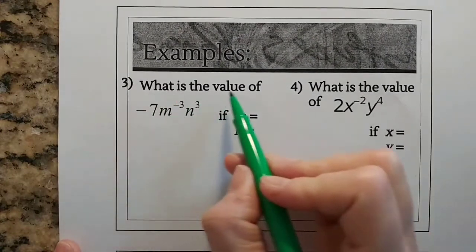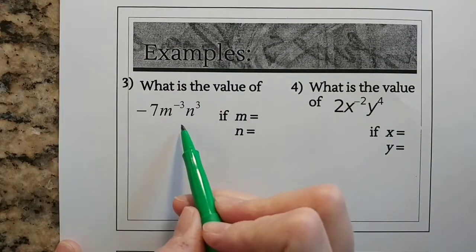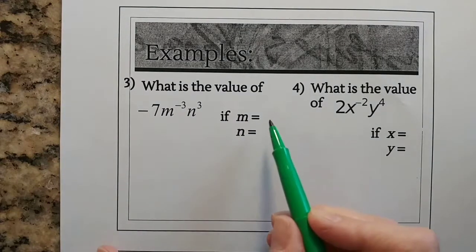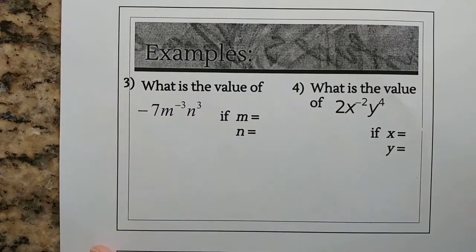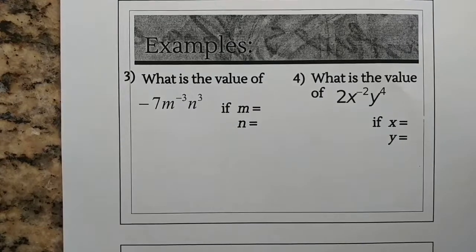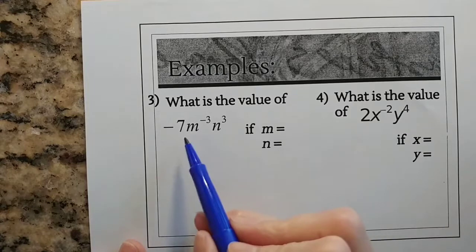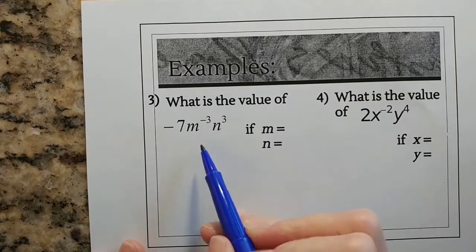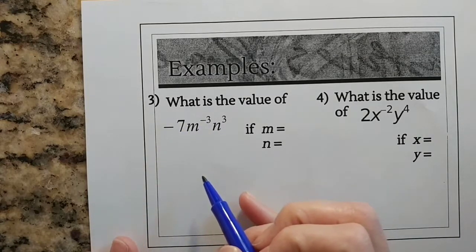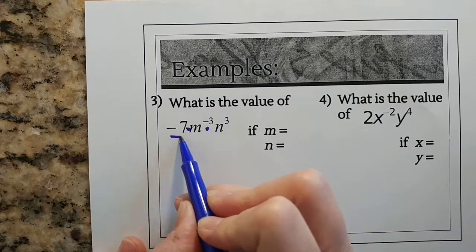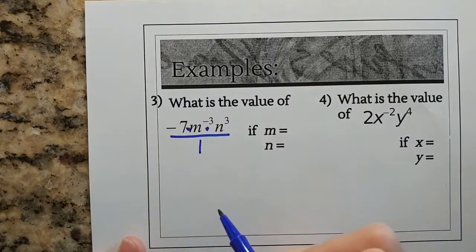Here we're asked, what is the value of this expression? And I'm asking you to plug in a number for m and a number for n, and I will give you those numbers in just a moment. Okay, what I would do here first is to take a look at the expression and see if you can simplify it first. So remember, all of these are multiplied together. I'm going to write it as a fraction over 1.